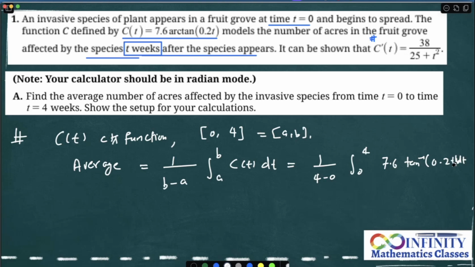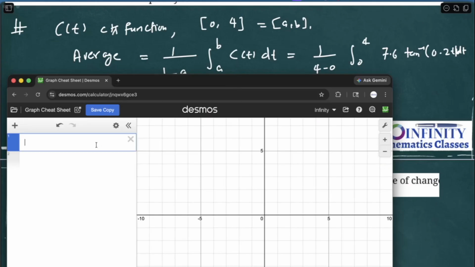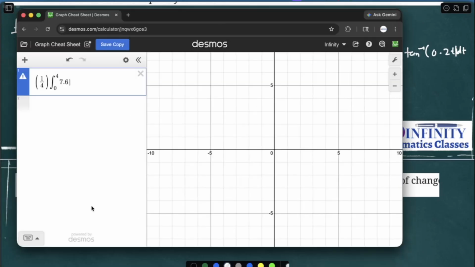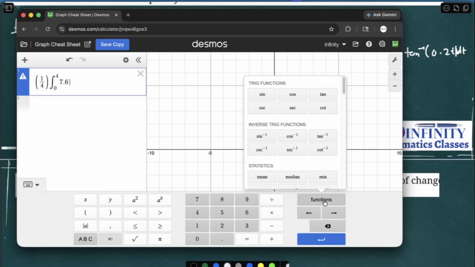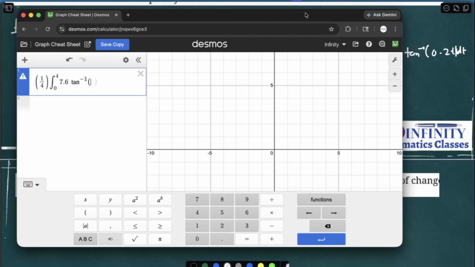Any doubt? And we have Desmos with us. So the calculation is going to be 1 by 4, and then the integration from 0 to 4 of 7.6 times 10 to the power negative 0.2 t dt. The value is going to be 2.7782. So let me just take the whole value.